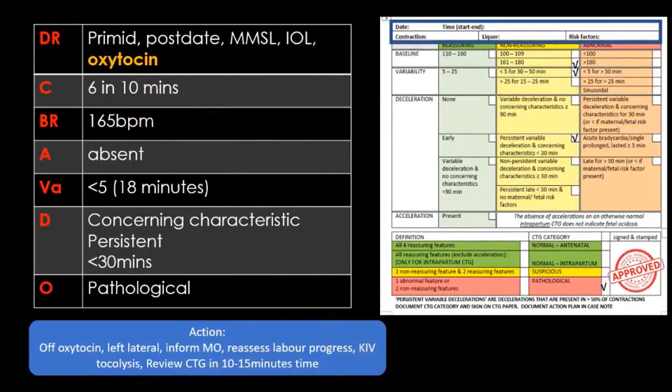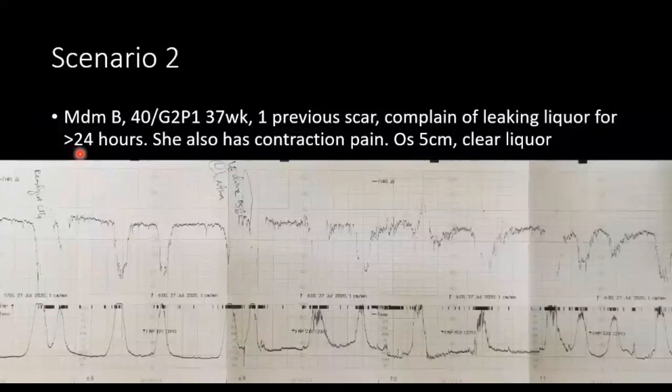Okay, all right. So next we move to scenario 2. This is Madam B, 40 years old, G2, P1, 37 weeks, 1 previous scar, complaining of leaking liquor for more than 24 hours. She has contraction pain, os is 5 cm, clear liquor. So this is the CTG when she comes. You need to interpret the CTG.